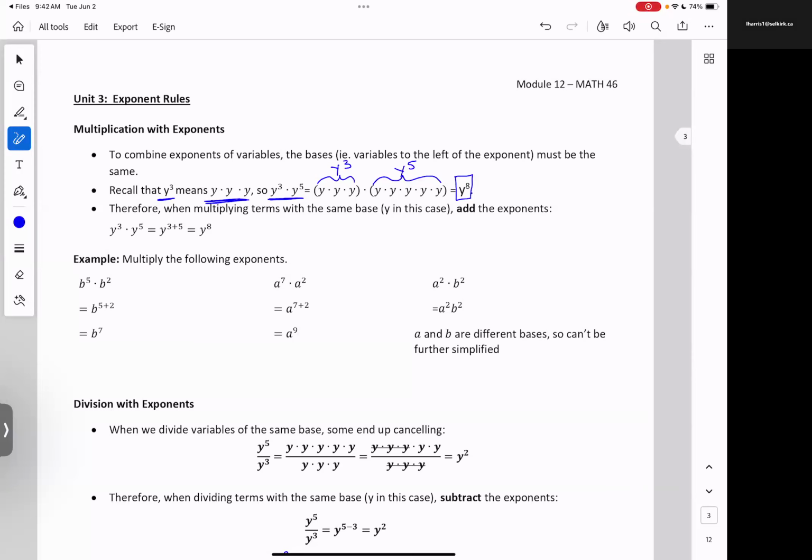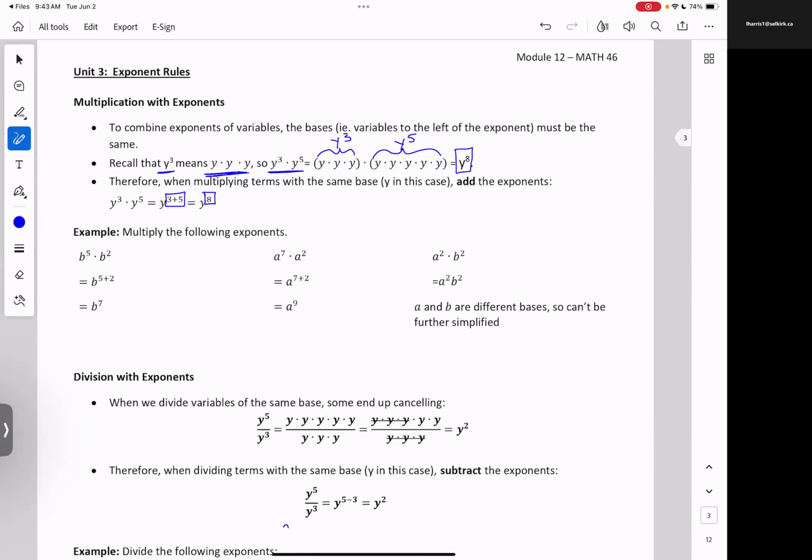So in other words, when you're multiplying exponents, what you end up doing is you add those exponents together. So y cubed times y to the 5, we end up adding those two exponents to get to our y to the 8. So for example, if we have b to the 5 times b to the 2, then we're going to add those exponents to get b to the 7. Okay, note that they have to have the same base. In this next example, we've got a to the 7 times a to the 2, so we add those exponents together to get a to the 9.